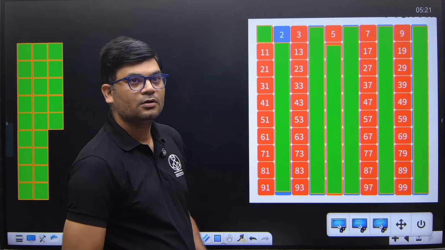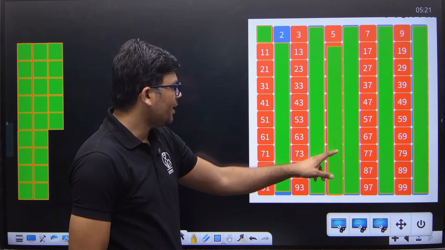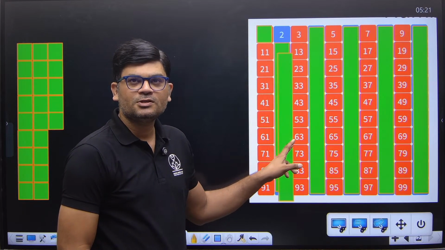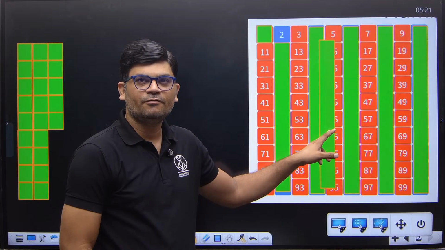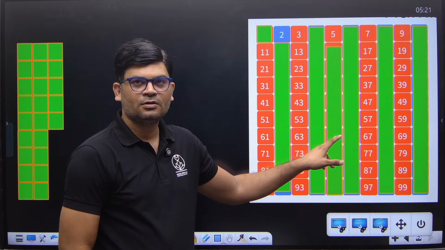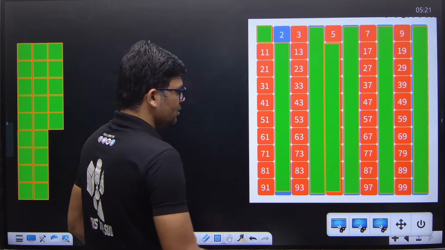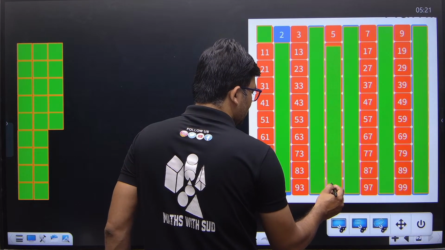Well, all the numbers ending with 5? Yeah. So all the numbers you see ending with 5, I am removing all those numbers because all of them will come in the table of 5. So they can never be a prime number. So I am cutting those numbers as well. Are you getting it? Yeah.